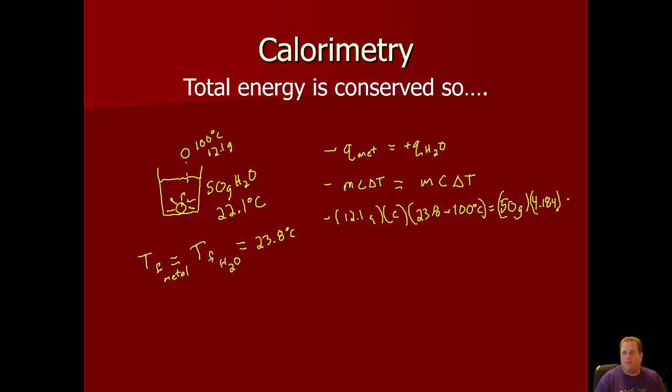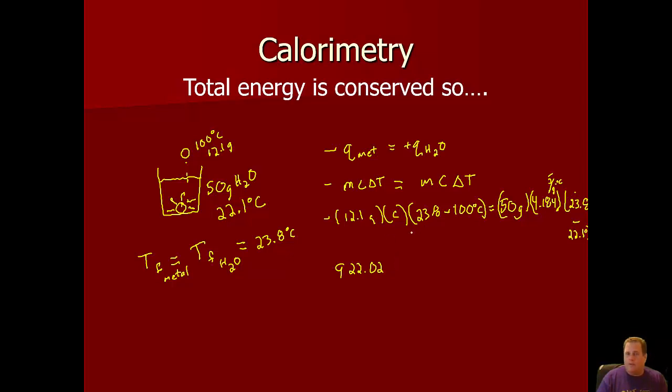I'm going to run out of space here. Oops, forgot the units there, but that'll be joules per gram degrees C. And our delta T is going to be our T final, which is 23.8 minus 22.1, or 1.7 overall. All right, so we come back. If we do this math, this works out to 922.02 on this side.